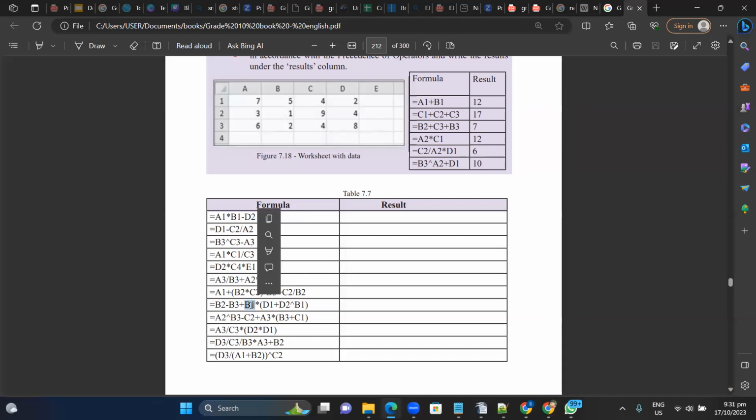B1 is again 5. 1026 into 5 is 5130... sorry, 4000, 4100, 5100, 5126.